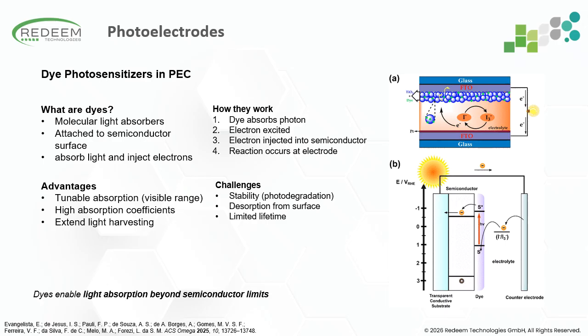Dyes have very high absorption coefficients, so only a very thin layer is required here. And the main challenge here is the stability. The dyes can degrade under prolonged illumination and desorb from the surface, and generally have a shorter lifetime than inorganic photoelectrodes. And with that, we have covered the main classes of photoelectrode materials currently used and investigated for photoelectrochemical water splitting. And in the next chapter, we'll move from the materials themselves to how they are integrated into different reactor architectures.